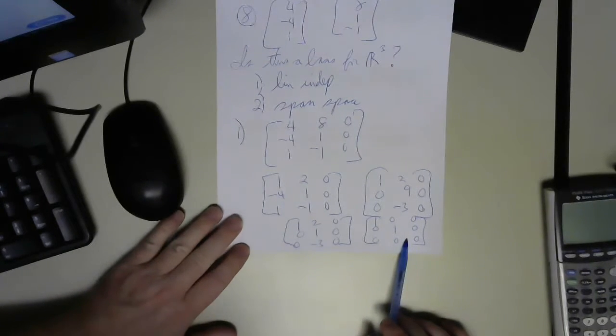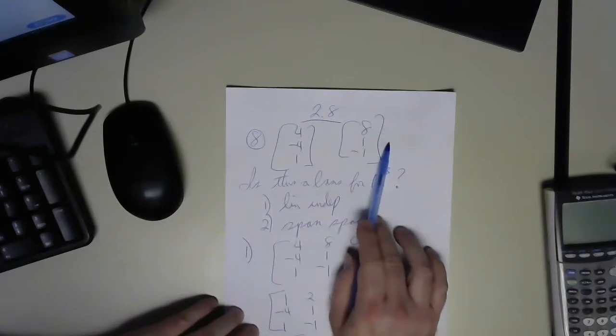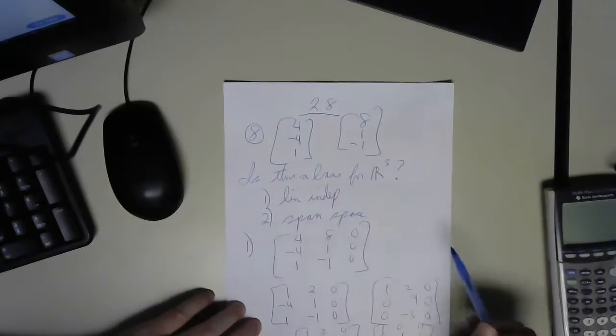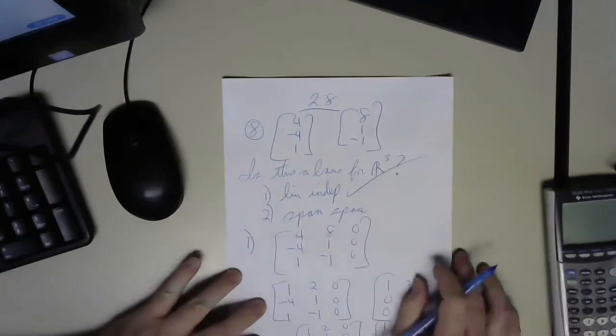So that means the only way that x1 times this plus x2 times this can be 0 is if x1 and x2 are both 0. That means linearly independent. Okay, now let's see if they span the space.